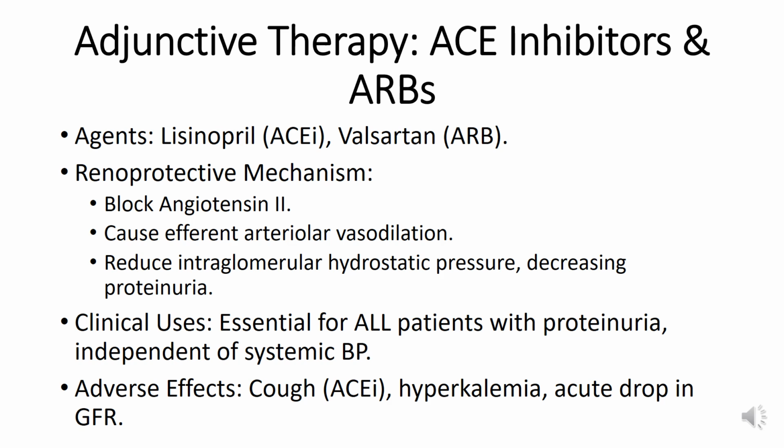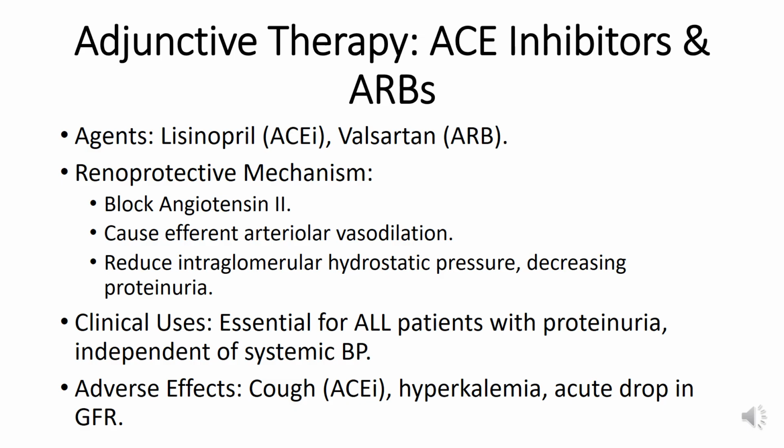Angiotensin-converting enzyme inhibitors and angiotensin II receptor blockers interrupt this process. They block the actions of angiotensin II. As a result, the efferent arteriole relaxes and dilates. This is called efferent arteriolar vasodilation. The pressure inside the glomerulus falls.